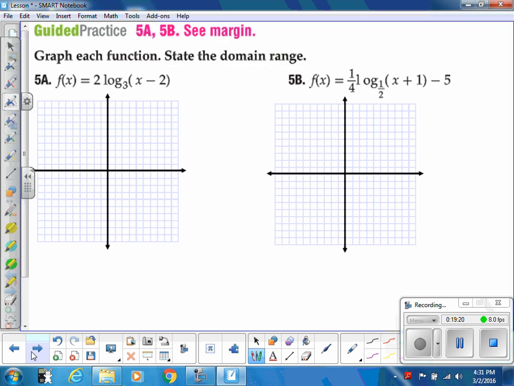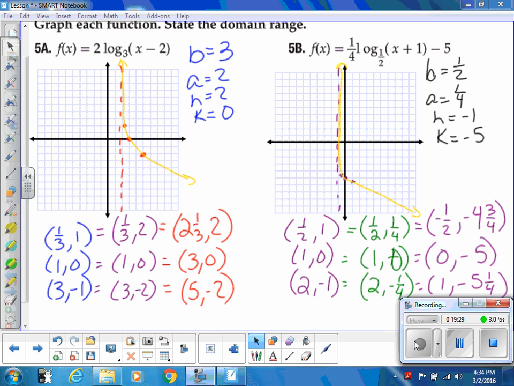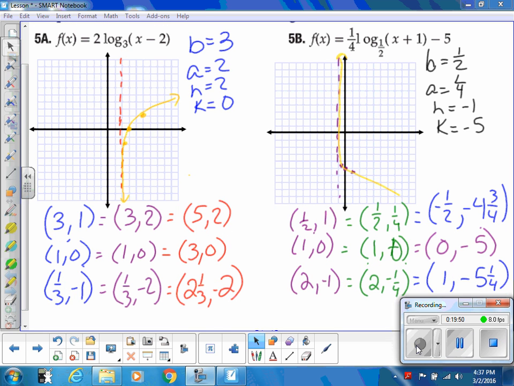So, my B is 3. Actually, I'm going to hit pause. So, when you restart this, everything's going to pop up on the screen. And I'll just talk through it. Alright, so I've graphed both of them. Notice again, for 5A, I identified that the base was 3. My A was 2, my H was 2, my K was 0. So I started off with the 1 over B, 1. Hold on. Alright, sorry about that. We had a technical difficulty.